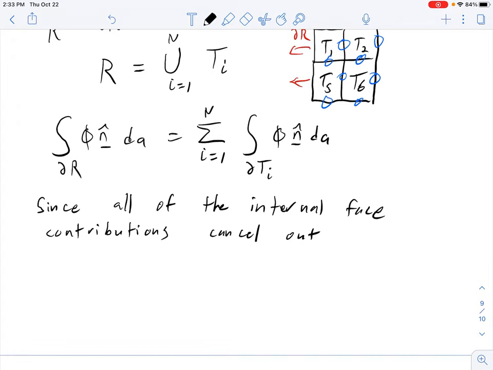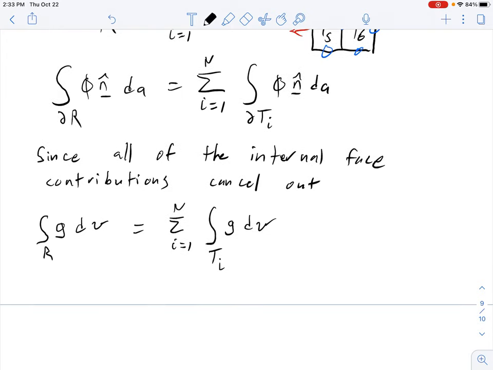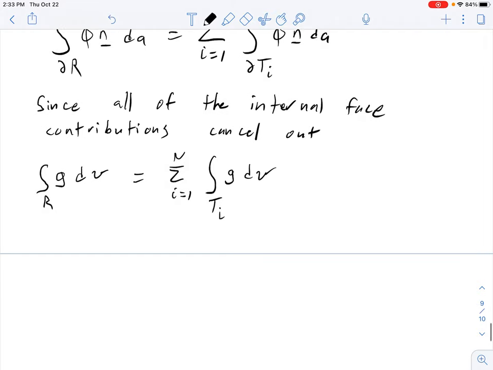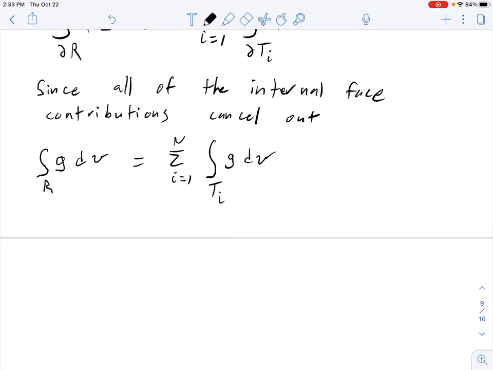And of course it's also the case that the integral over R of, say, any old g dV is equal to the sum of the integral over each of the little blocks there. All right, so if we consider an infinitesimal, we'll call it volume element, but it's in two dimensions, so we'll call it like a little infinitesimal square, it's pretty easy to show Stokes' theorem applies to that.